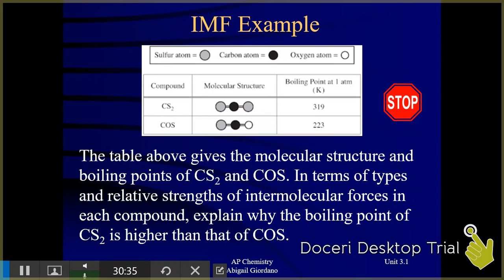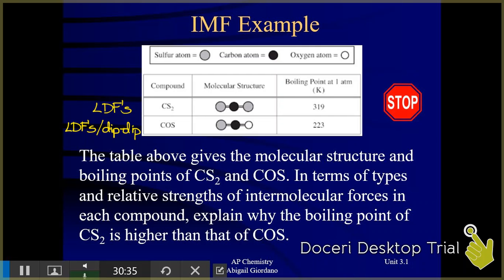Before we even think about that, let's determine what the intermolecular forces are with each molecule first. CS2 is a totally symmetrical, balanced molecule. It is totally nonpolar. It has LDFs only. Now COS is not a symmetrical molecule. It's polar. So it is going to experience LDFs and dipole-dipole attraction. It does not have hydrogen bonding. There are no hydrogens in it, so we don't need to worry about that.